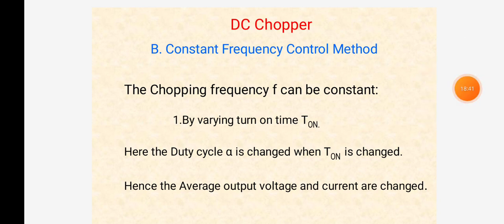Now the DC chopper constant frequency control method. In this, the chopping frequency F is kept constant by varying turn on time T on. Here the duty cycle alpha is changed when T on is changed. Hence, the average output voltage and current are changed.